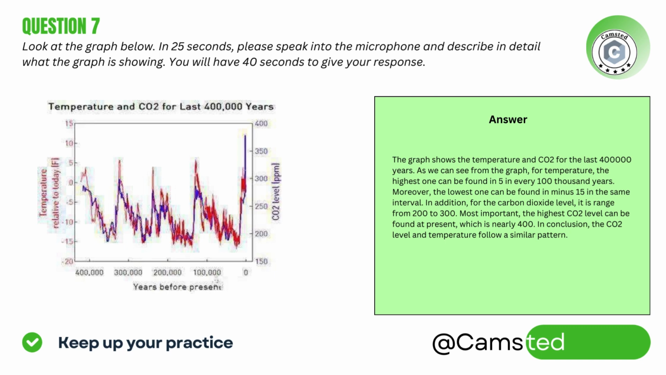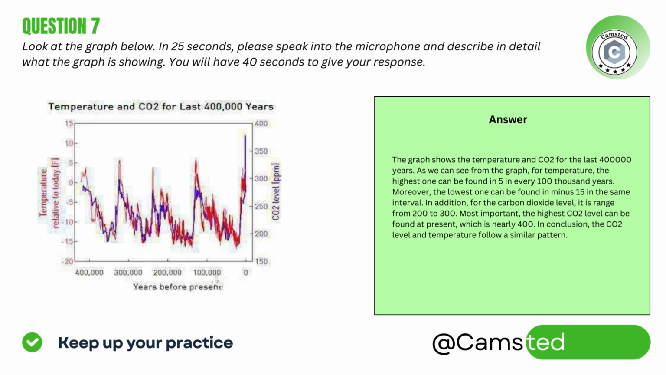The graph shows the temperature and CO2 for the last 400,000 years. As we can see from the graph, for temperature, the highest one can be found at 5 in every 100,000 years. Moreover, the lowest one can be found at -15 in the same interval.